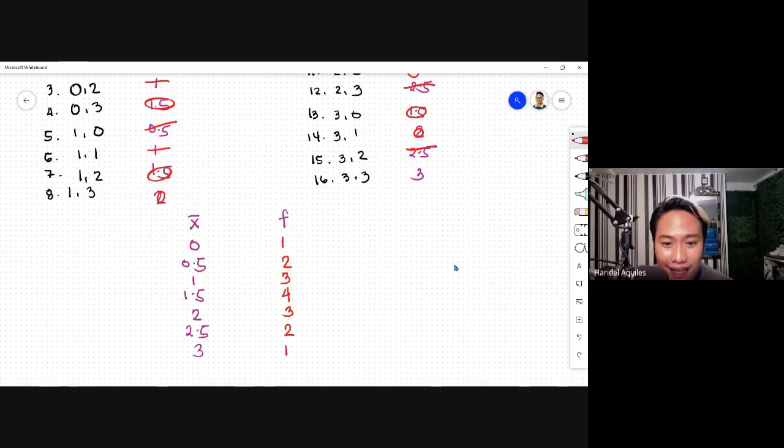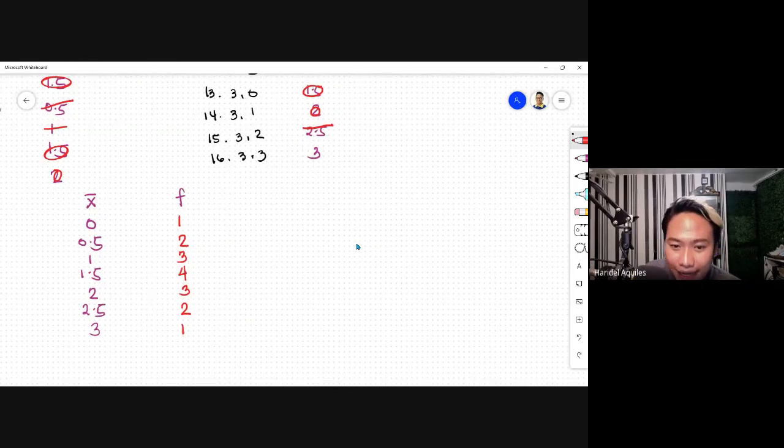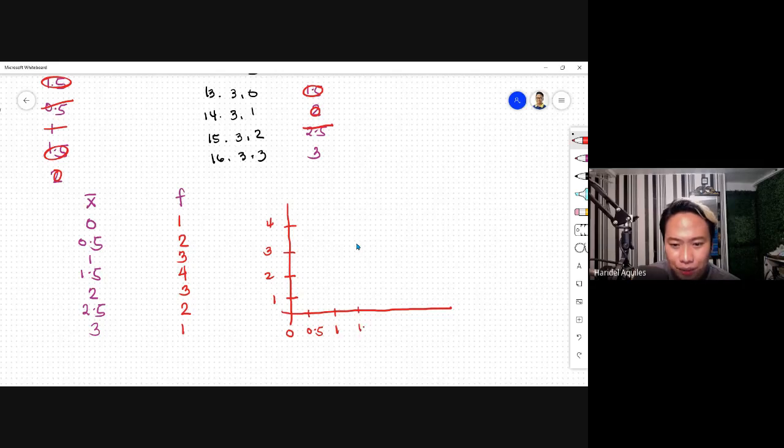Now, if I'm going to plot this on a graph, guys, the frequency is the vertical line. So I have, let's say, 1, 2, 3, 4. And then these means here, we put on the horizontal segment. 0 here, and then this is 0.5. This is 1, 1.5. This is 2, 2.5. This is 3.